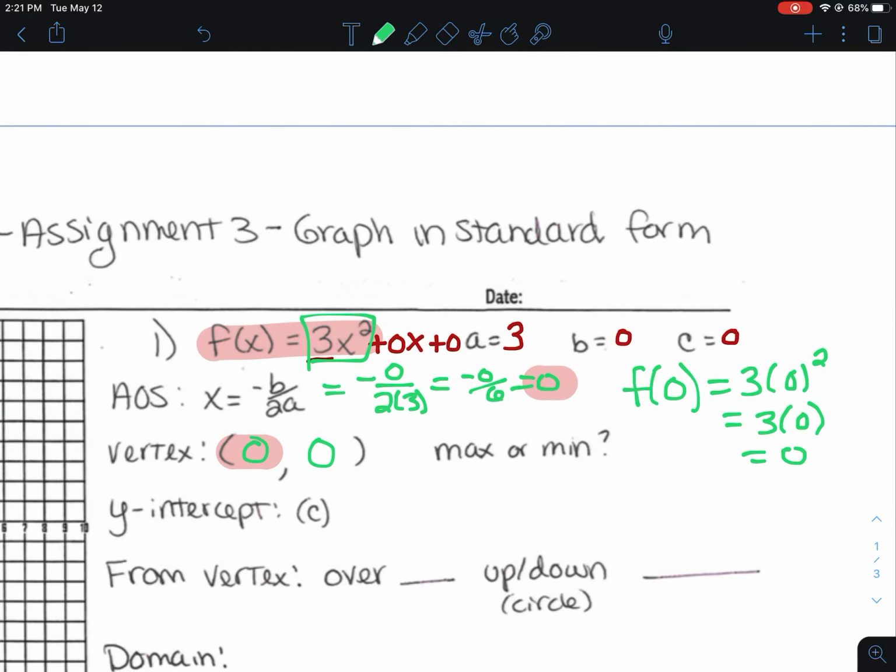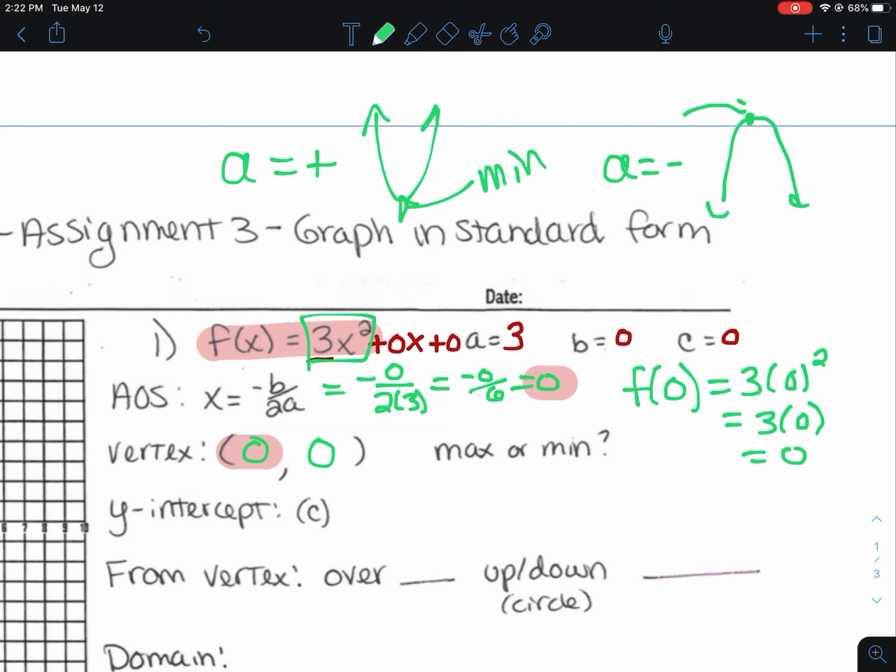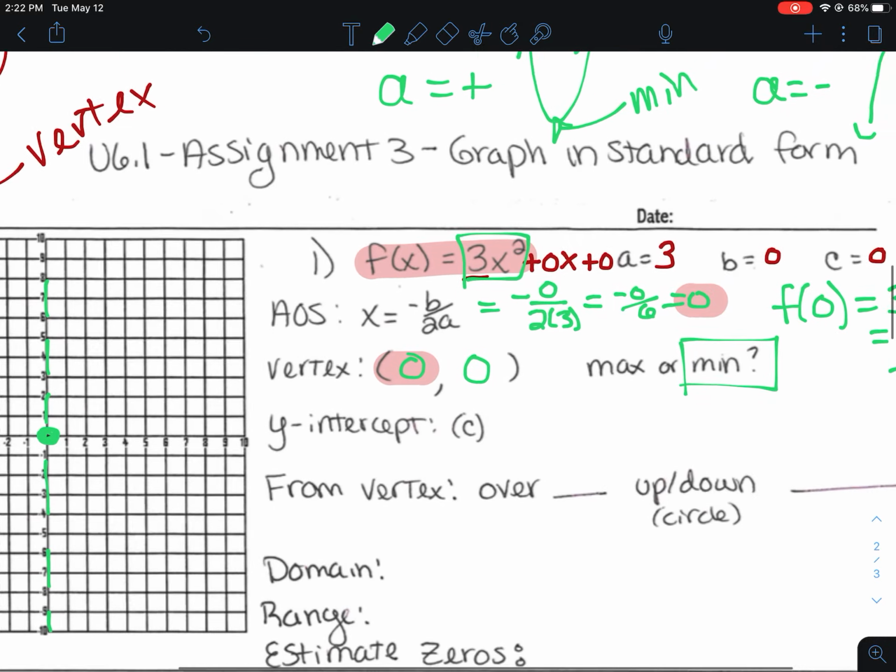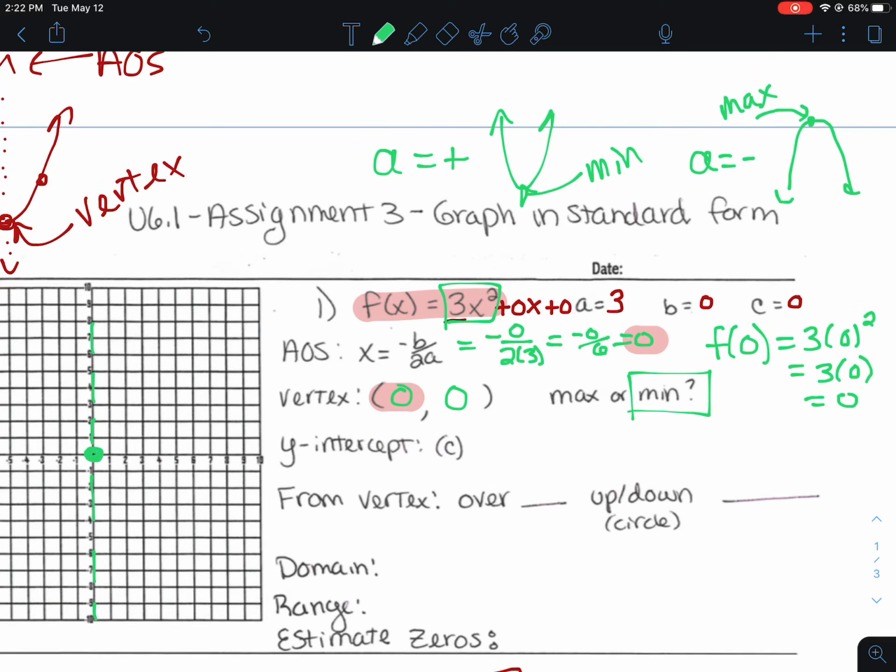Now it's asking if it's a maximum or a minimum value. Well, that's determined by A. If A is positive, the graph faces up, and that vertex point is the lowest point on the graph, so it's a minimum. If A is negative, your graph faces upside down, and this vertex point becomes a maximum. So our A value is positive, so that means we have a minimum.